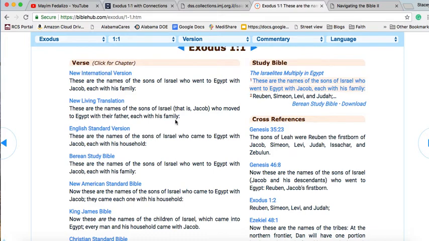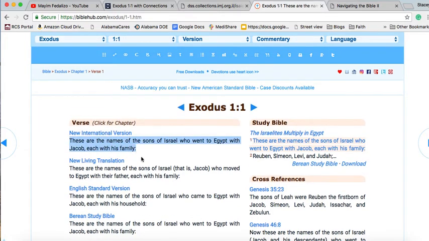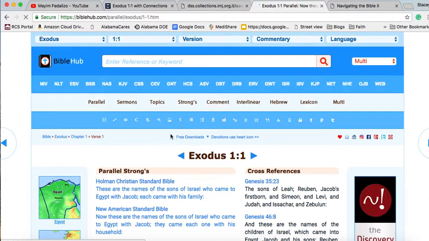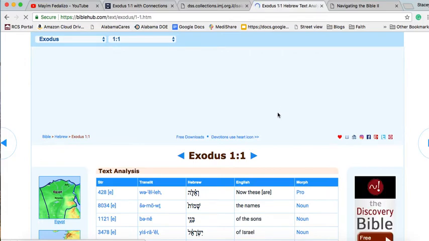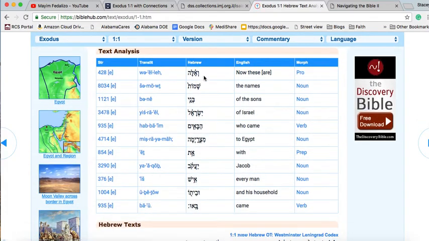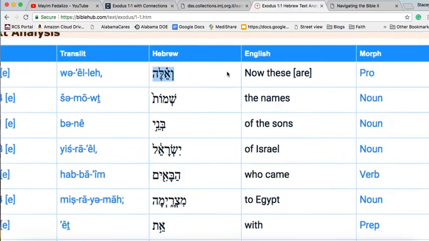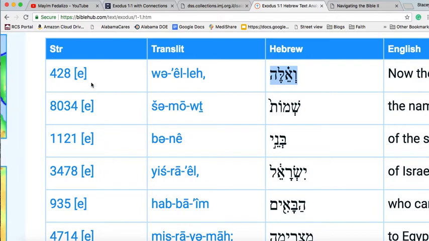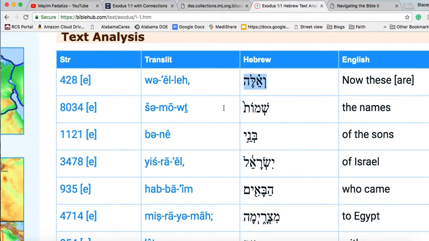So if you wanted to see the Hebrew behind this, all you do is scroll up and click on the word Strong's. Strong is a guy who made a concordance of the Bible. Or I'm sorry, you don't click on Strong's, you click on Hebrew. Now this takes us to Exodus 1:1, all in Hebrew. We can zoom in and we have a transliteration here, and then these are the Strong's numbers and everything else. This is really going to take you far in your Bible study if you want to dig deep. And I'll show you how, okay?